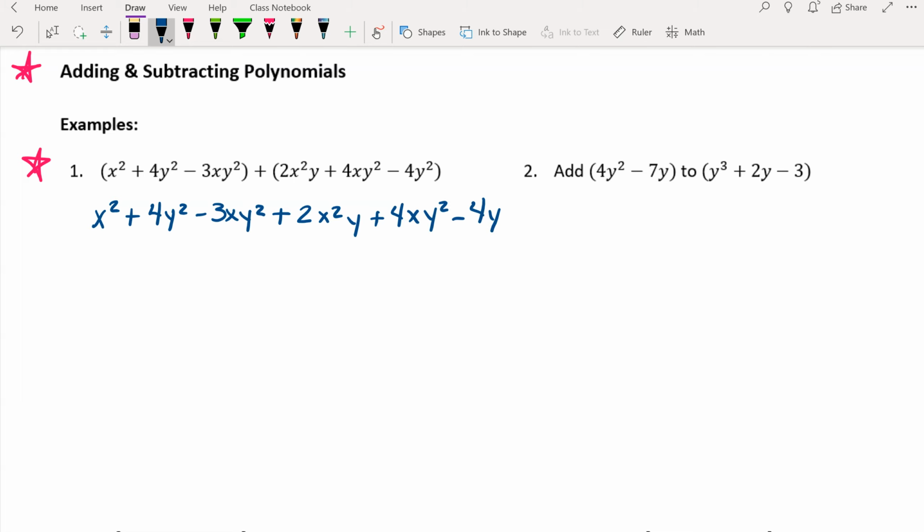Minus 4y squared. Now, some people like to skip this step of rewriting everything after deciding if you need to distribute that sign, and a lot of people actually mess up because they skip this step. So I do not skip this step. I don't want to mess up.